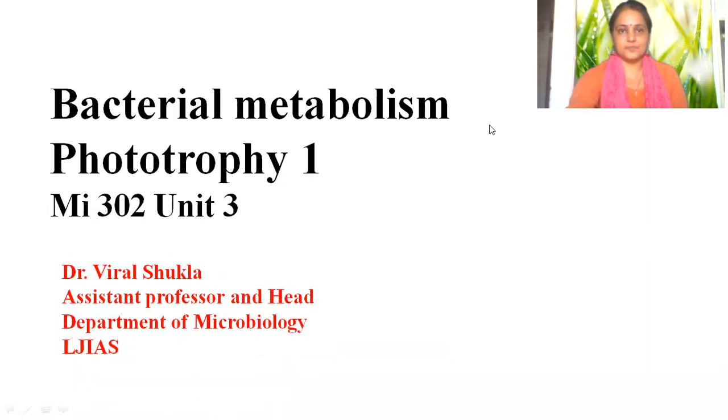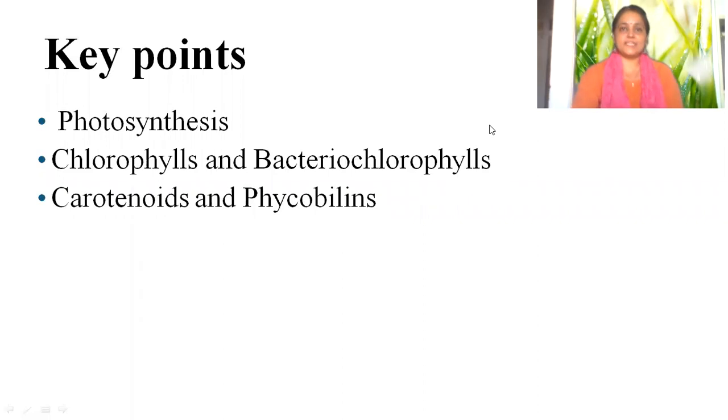Bacterial metabolism part 2, phototrophy part 1, which is covered in MI 302 unit 3. The key points of the presentation are photosynthesis, chlorophyll and bacteriochlorophyll, which are known as photosynthetic pigments, and carotenoids and phycobiliproteins, which are known as accessory pigments.